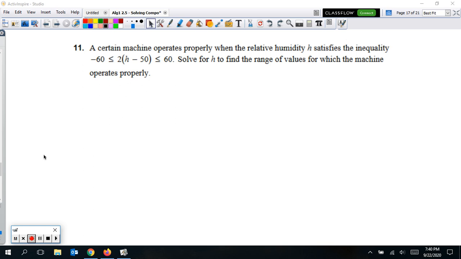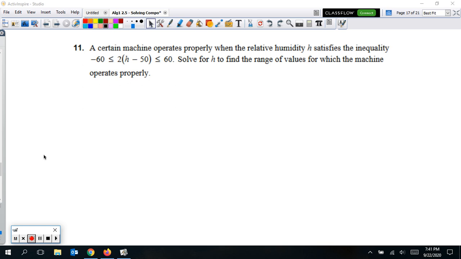Okay, here's our last problem in this lesson. It's a real-life situation problem. It says a certain machine operates properly when the relative humidity H, that's our variable, satisfies the inequality that's given to us there. Solve for H to find the range of values for which the machine operates properly.